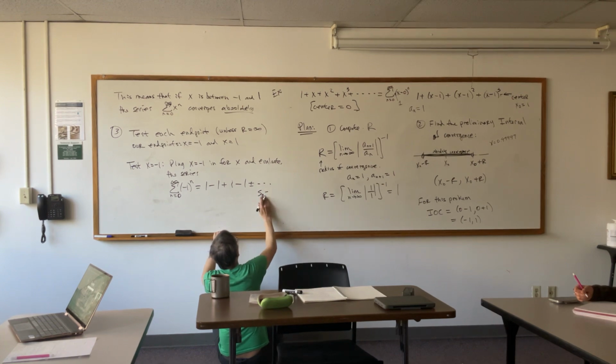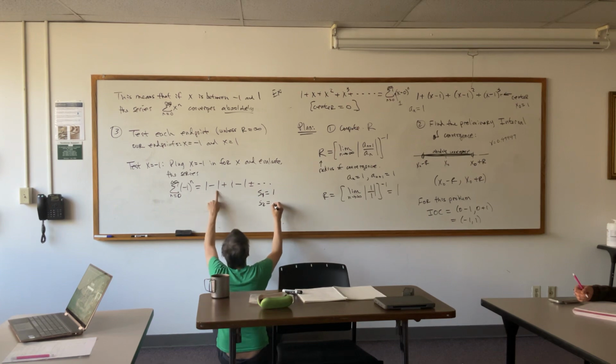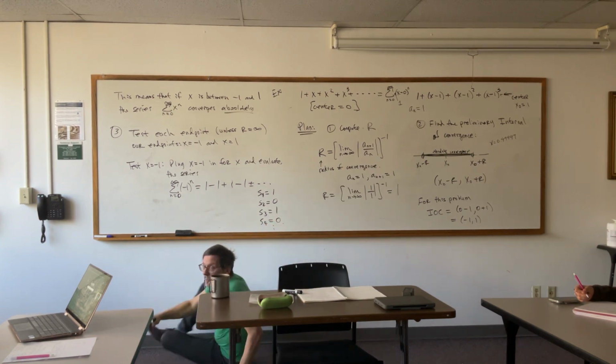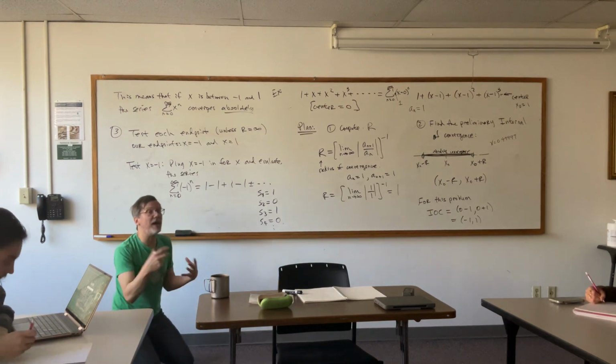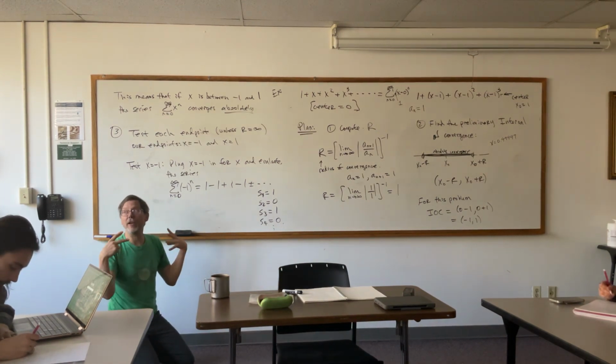And what's S1? It's just 1. What's S2? It's 0. What's S3 now? 1. Do you see how those are just going to bounce back and forth forever? Those partial sums do not settle down, so this series does not converge.